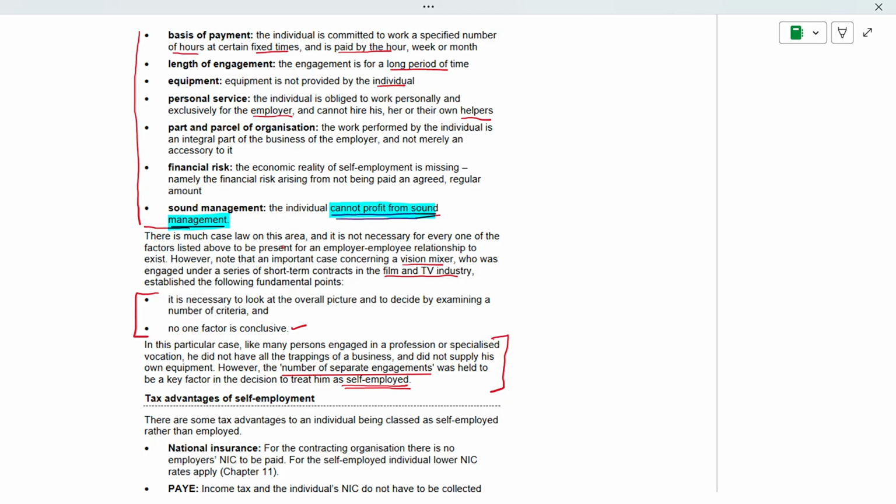No one factor is conclusive. The fundamental point established is that it is necessary to look at the overall picture and decide by examining a number of criteria. We have to take the overall picture and decide on the criteria, and no one factor is conclusive.